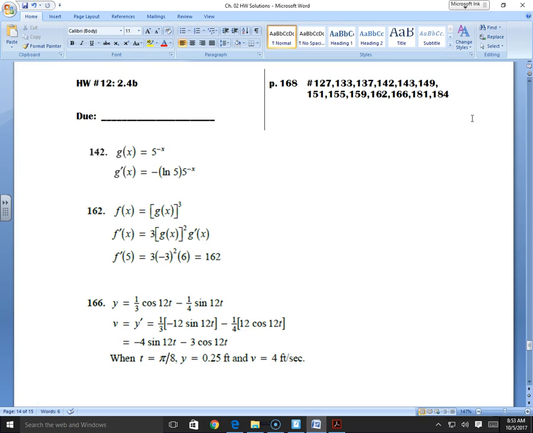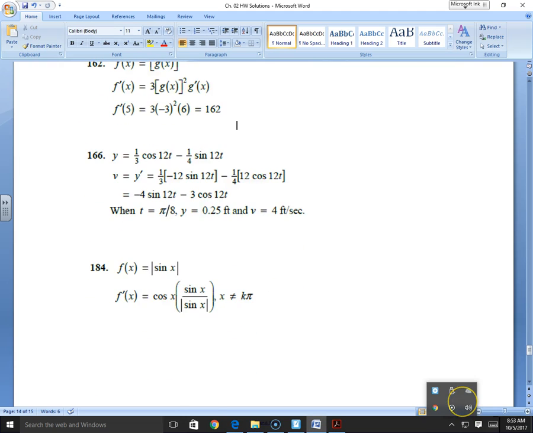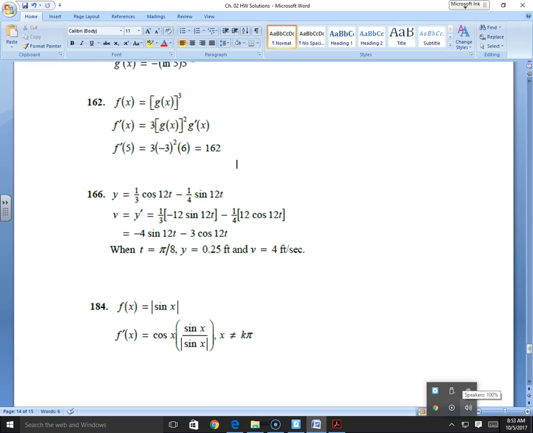Number 166, you were supposed to find the velocity, I think, which means you had to take the first derivative, plug in. This looks like pi over 8 is not unit circle, guys, so you would have been able to use your calculator. But no, when you times by 12, it's 0. Oh, so it ends up being unit circle? Never mind. Let's see, and then number 184, I think that was the last one.